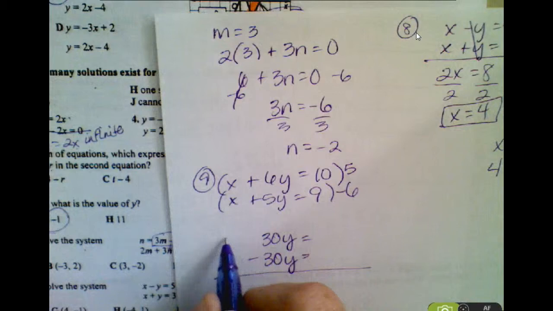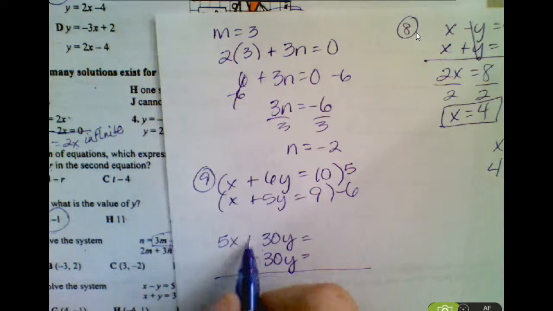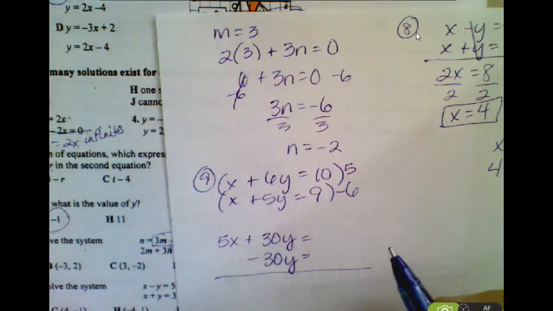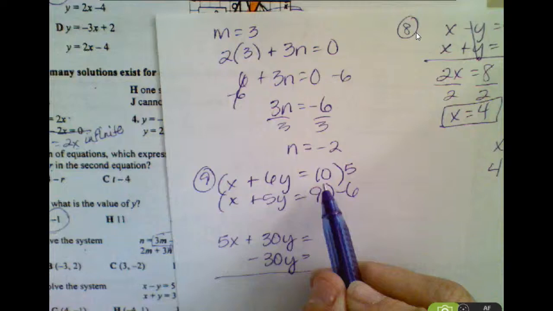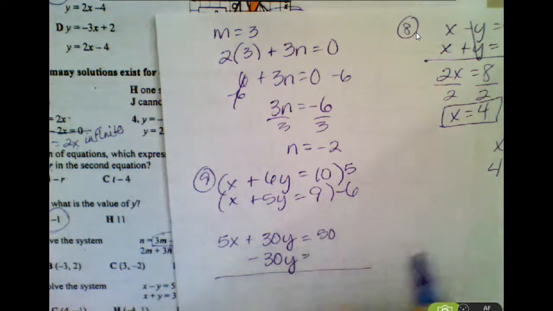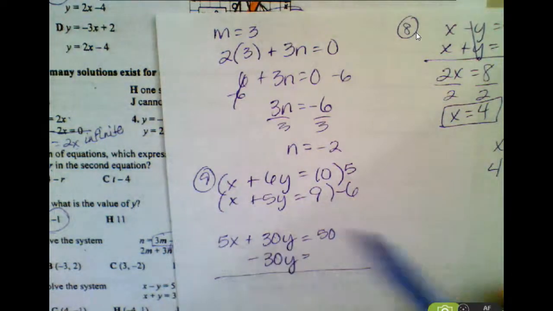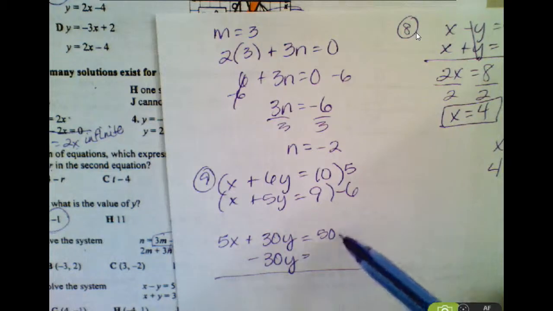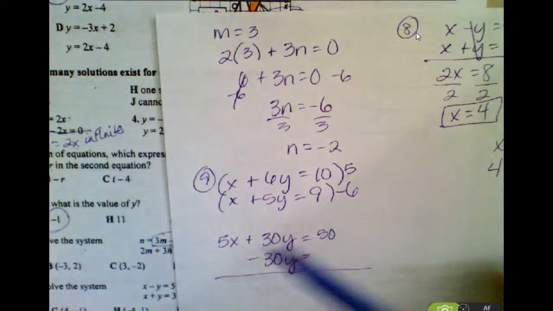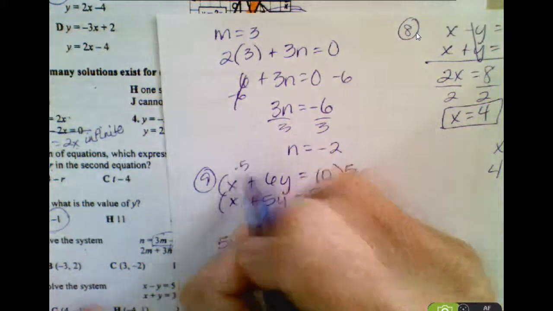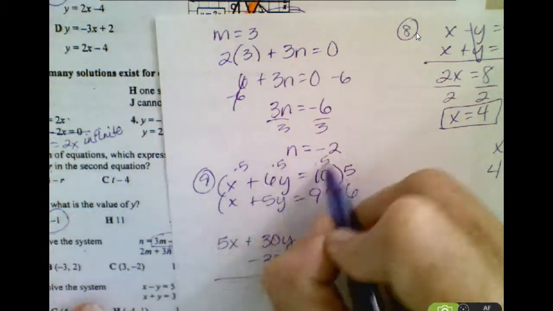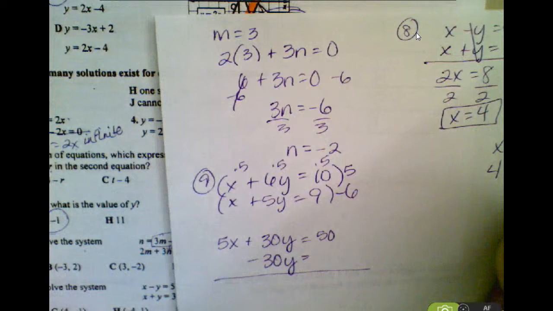So 5x. Yep. And we already know that's got to be 30y because that's what we're making it be. And then 50. Make sure when you're multiplying that you multiply all 3 parts of your equation. It's kind of a common mistake to forget about the constant. If you need to do times 5, times 5, times 5 so you don't forget, then make sure you do that. Okay?